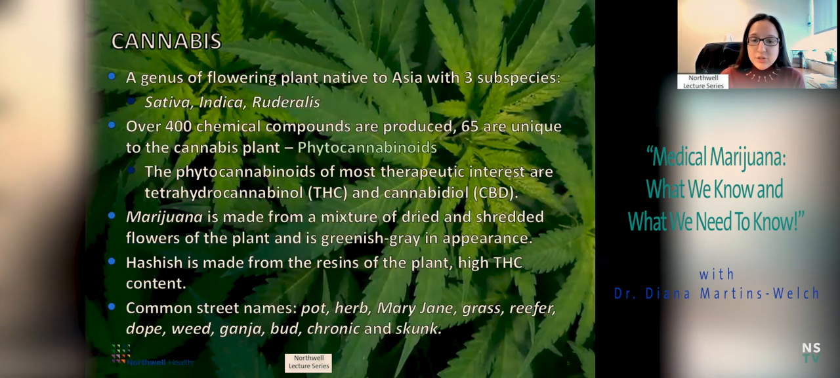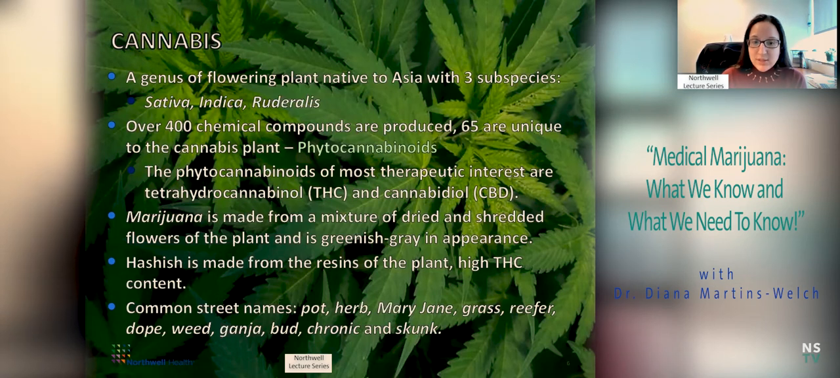Marijuana is made from a mixture of dried and shredded flowers of the plant. And when we hear other names for marijuana, it goes by many names. I tend to refer to it honestly as cannabis because that is the scientific name. So that's how you'll hear me refer to it during the course of the talk.